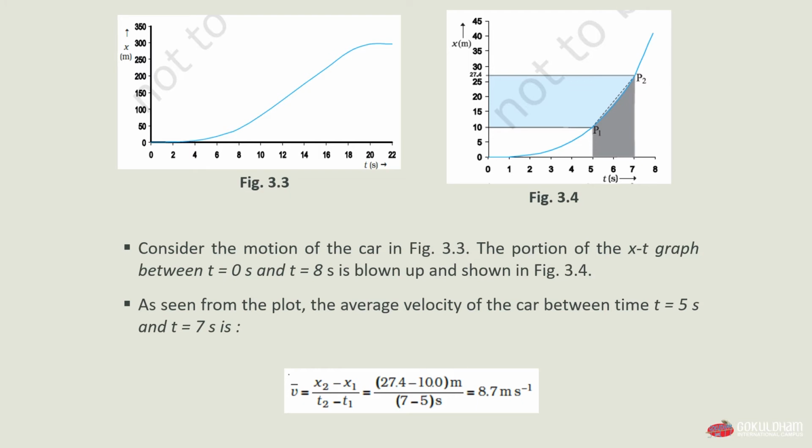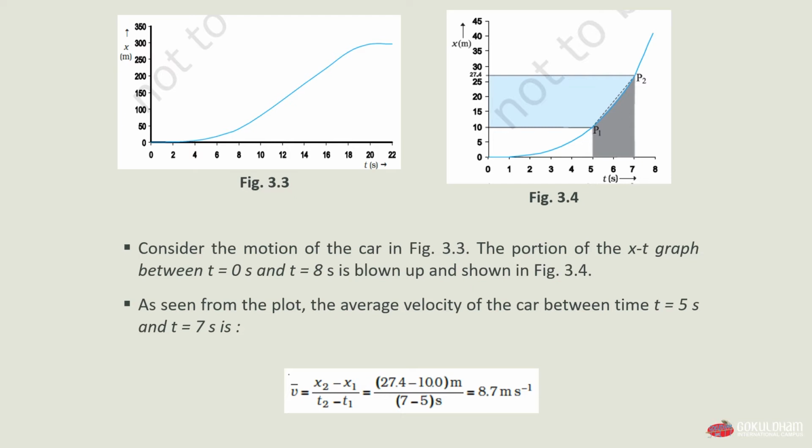Now consider the graph that is shown in figure 3.3. The portion of the x-t graph that is between 0 to 8 seconds is blown up in figure 3.4, meaning the area of figure 3.3 from 0 to 8 seconds is blown up and displayed in figure 3.4. As seen from the plot, the average velocity of the car between time interval t equals 5 and t equals 7 is calculated here.